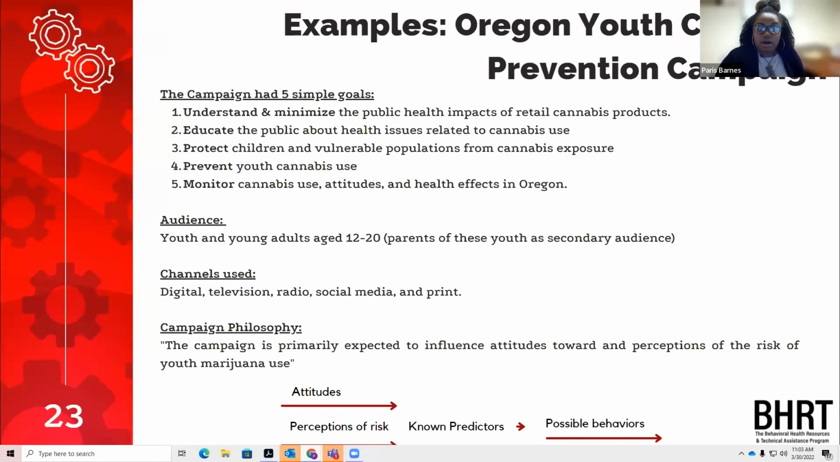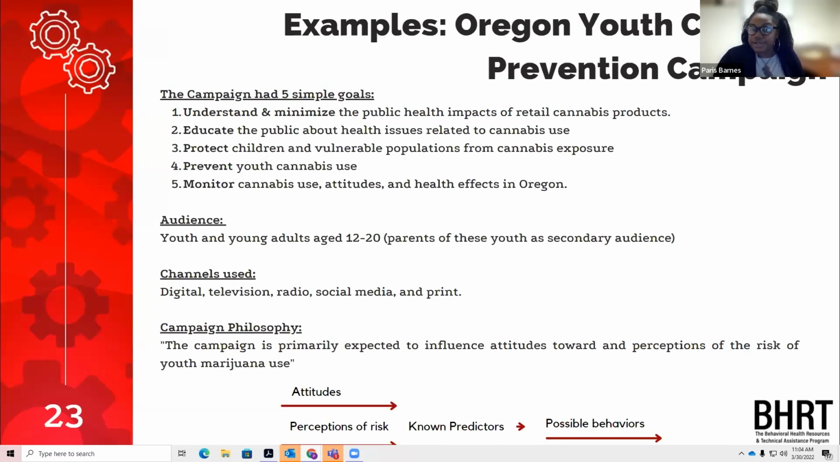They decided that their audience segmentation would be young adults between the ages of 12 and 20, and then their parents would be the secondary audience. Now, the reason their parents are the secondary audience is because in our perfect world, we believe that individuals who are 12 years of age up until 18 are monitored, and their television intake or media intake is monitored by their parents.